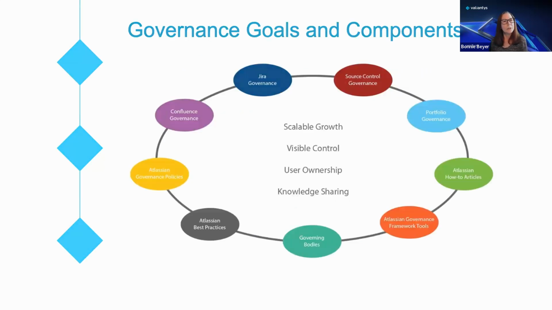So when we look at what our governance goals and components are, here's a nice slide that shows our goals are in the center. And our goals are that we want to have scalable growth, visible control, the end users own it, and we have knowledge sharing. So scalable growth: what kind of frameworks are we implementing that are going to allow us to continue to grow? As you expand the footprint of your tools across your enterprise, it should be easier and more efficient every time you do it, because you've built a process that's scalable.